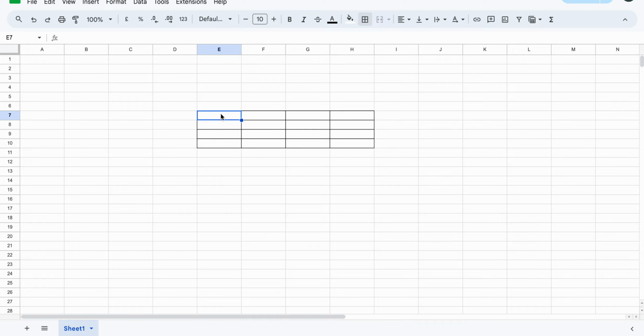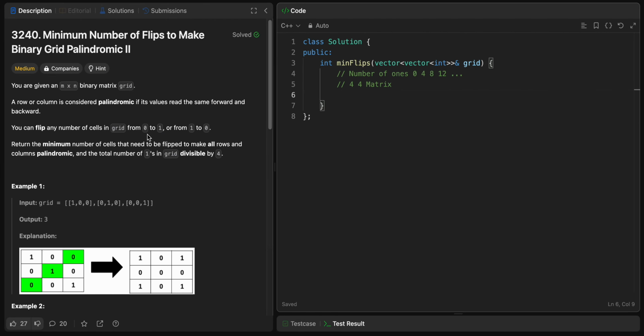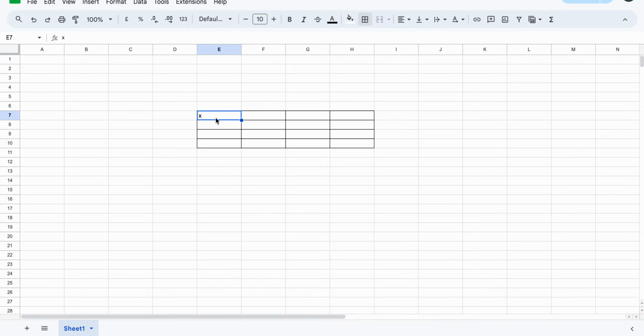For this, if I consider the first element to be x, then given in the question that we need to make all rows and columns palindromic. So if this is an x, then this needs to read the same from the backward, either in row or in column, because we need to make this grid palindromic both row wise and column wise. So if this is x, then this also should be x, and this also should be x, because rows and columns both need to be palindromic, and this is x because this is x.